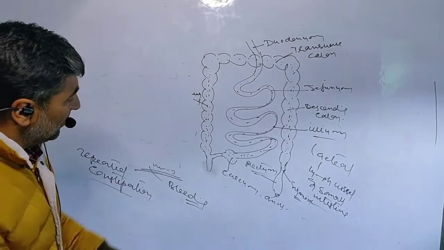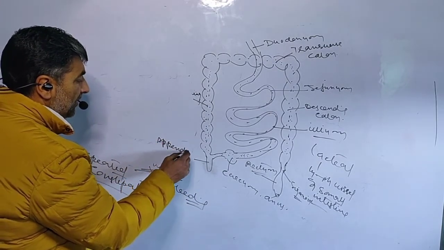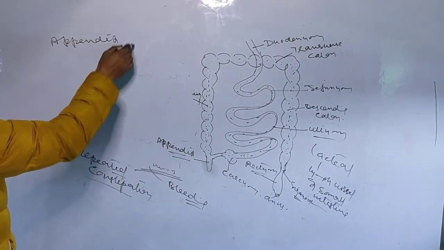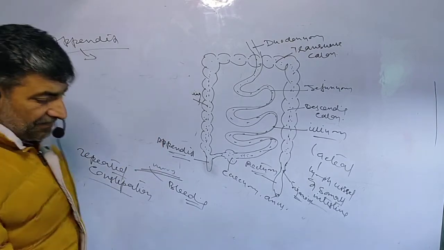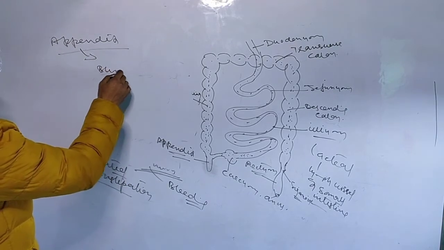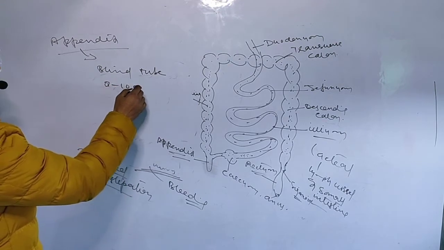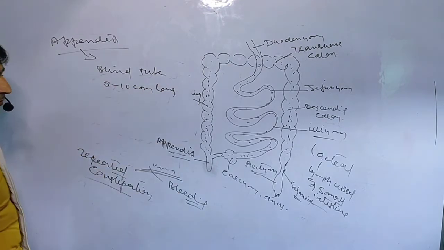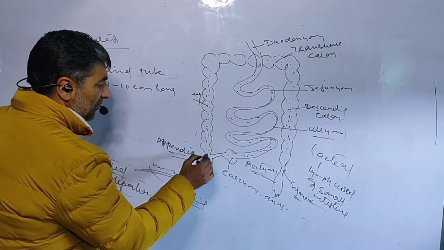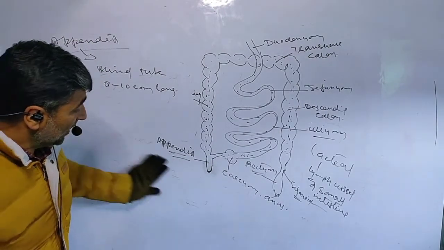Before this, another component is over here. That is called the appendix. Appendix is a blind tube about 8 to 10 centimeters long. Blind tube means one side is closed. This side is closed and this side is open. This is called a blind tube.